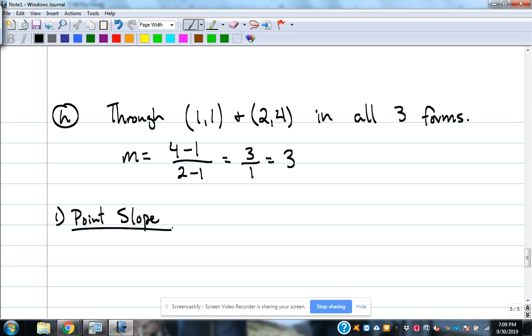Which ordered pair would you pick to use? 1, 1. I like 1, 1 because I can't screw it up, right? I can't put the wrong thing in the wrong spot because there's the same number. So that's a safe one to use. That helps me out. So I'm going to do y minus 1 equals 3 times parentheses x minus 1.